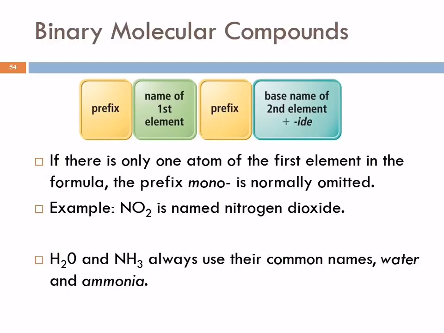There are 2 special compounds that always go by their nicknames, or their common names. H2O and NH3. And you need to know these guys. H2O is water. Right? Most of us know that. It does have a systematic name. It would be dihydrogen monoxide.